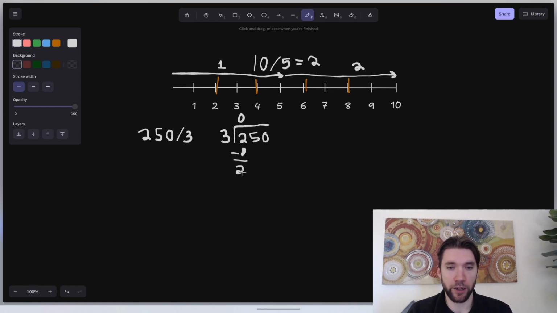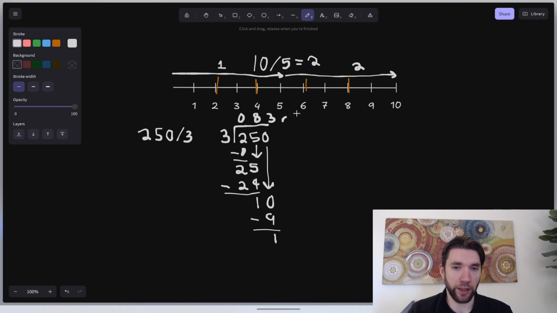So if we just run through this real quick, you get 3 times 0 is 0, so you get 2 here, bring down the 5. We know how this goes. 3 goes into 25 8 times, so that's 24. Subtract that off, you get 1. Bring down the 0. 3 goes into 10 3 times, and then you finally subtract that off. So your answer here is 83 remainder 1.